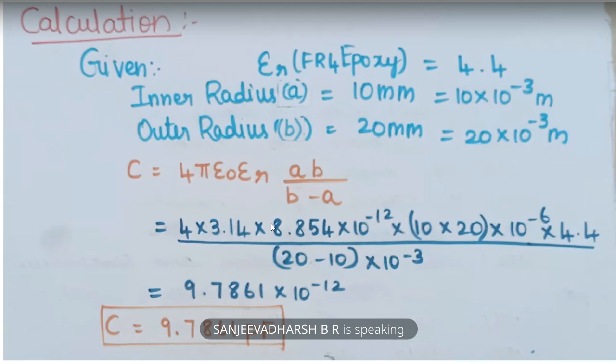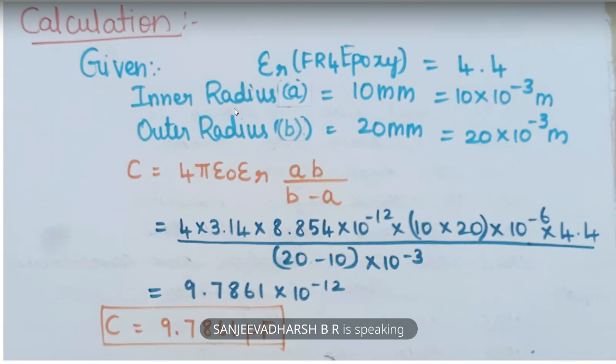Now to verify the answer in ANSYS Maxwell. As you can see here, epsilon r for FR4 epoxy is 4.4 and the inner radius A is equal to 10 millimeter. I have written it here in SI units, that is meter, which is 10 into 10 power minus 3 meter. Similarly, I have written for the outer radius B, which is 20 millimeter, that is 20 into 10 power minus 3 meter.